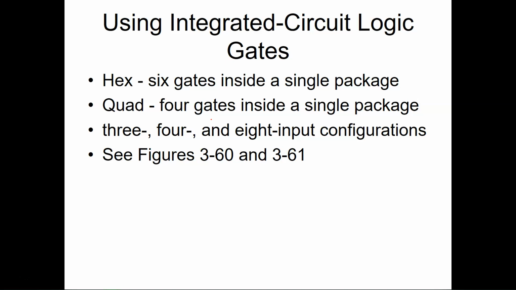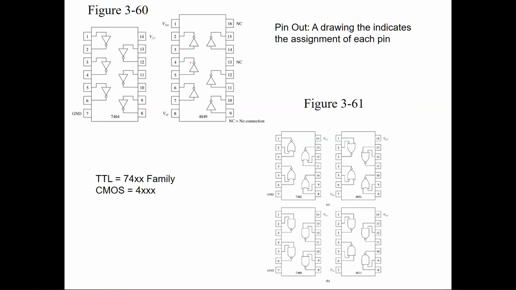So we have hex gates. This is where you have 6 gates inside one package. You have quad, which is 4 gates. There are 3, 4, and 8 input configurations. So it always depends on exactly how many pins you've got, and the different gates are going to depend upon how many pins you need.